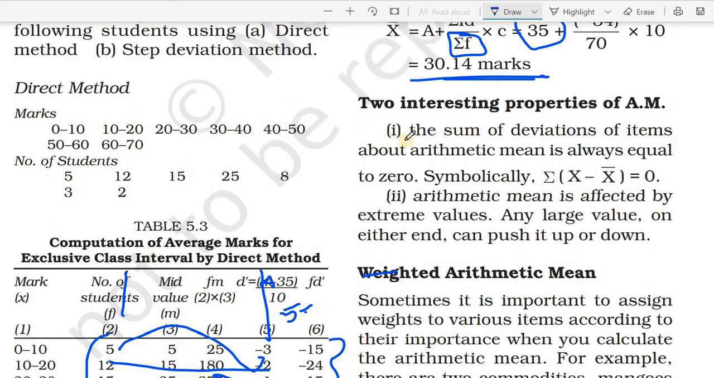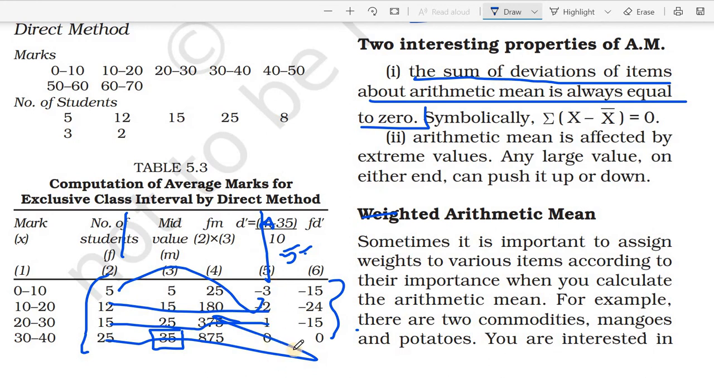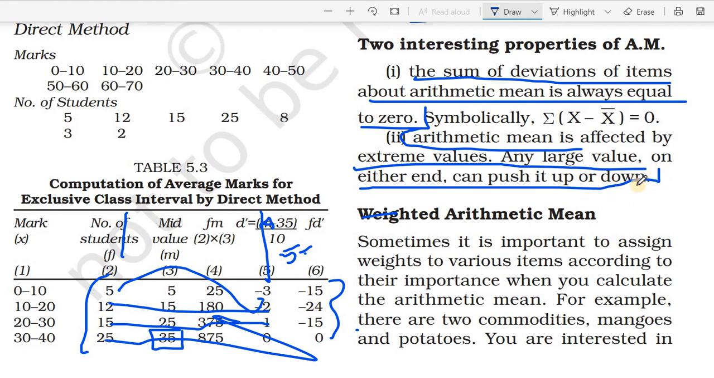Okay, then here you can see two interesting properties of arithmetic mean. The sum of deviations of items about the arithmetic mean is always equal to 0. That is one property. And the arithmetic mean is affected by extreme values. Any large value can push it up or down. Suppose if we are taking large values, it can affect it. Okay, then these are the two interesting properties of arithmetic mean.